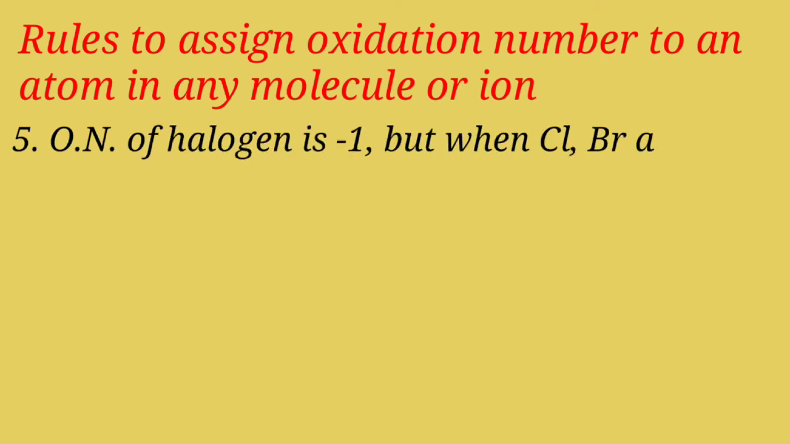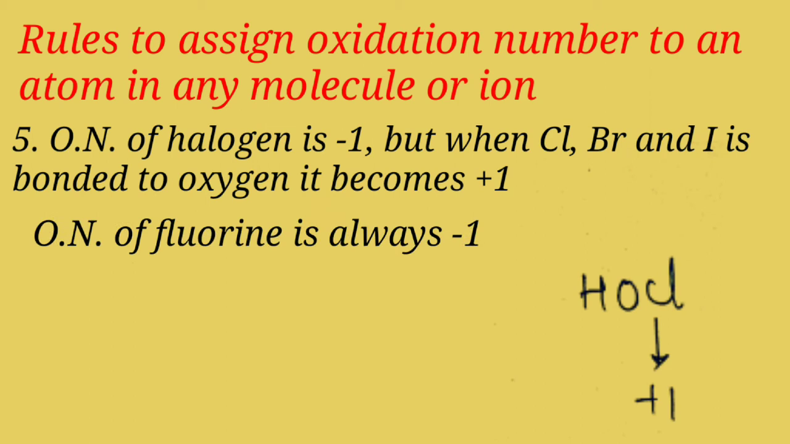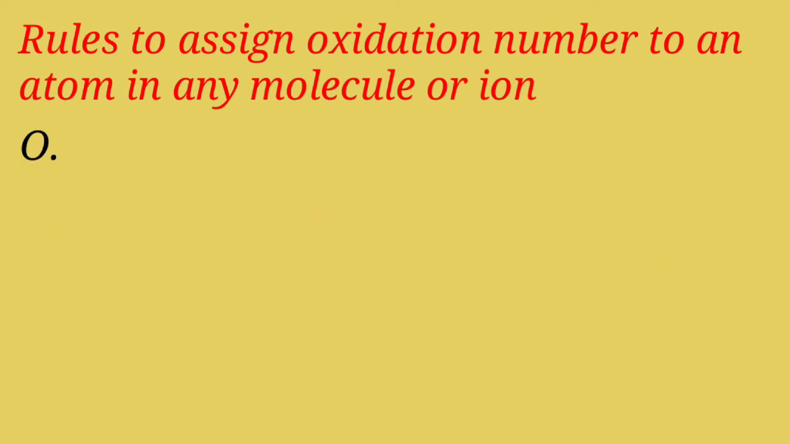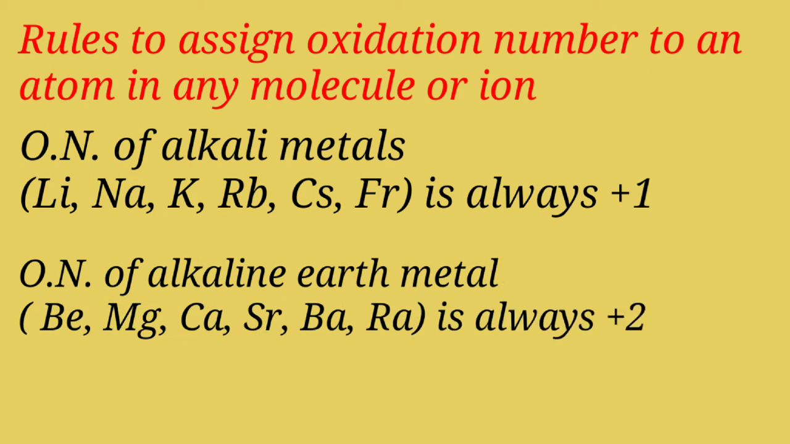Fifth rule states that the oxidation number of halogen is -1, but when chlorine, bromine, iodine is bonded to oxygen, it becomes +1. Remember students, fluorine is always -1, while alkali metals is always +1. On the other hand, alkaline earth metals is always +2.